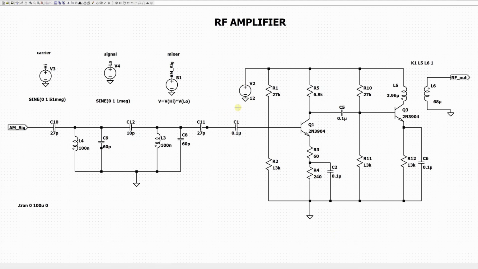based on the project description. The output is taken at the collector of the second transistor, and we have a transformer, and the actual final output of the RF amplifier is taken at the output of the transformer. I'm going to run it, and we're going to see the input and the output signal, and see how the RF amplifier behaves in LTspice. So let me run it. Here we go.